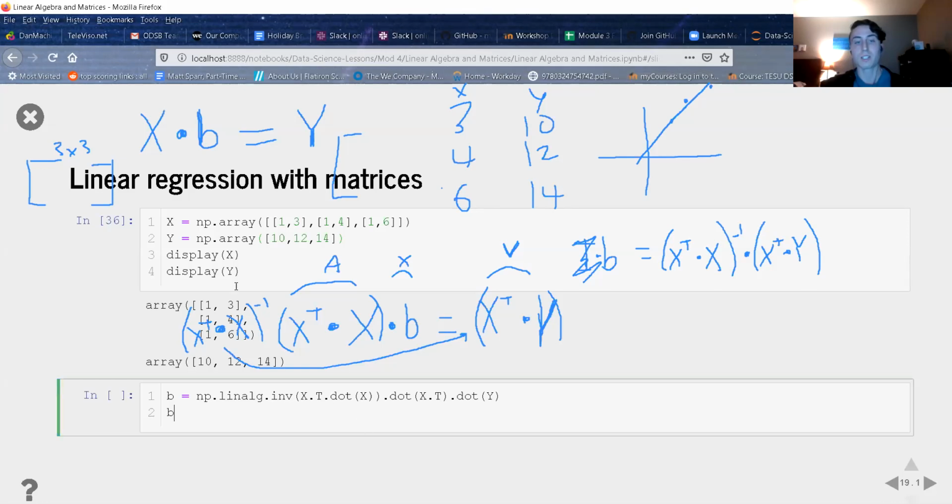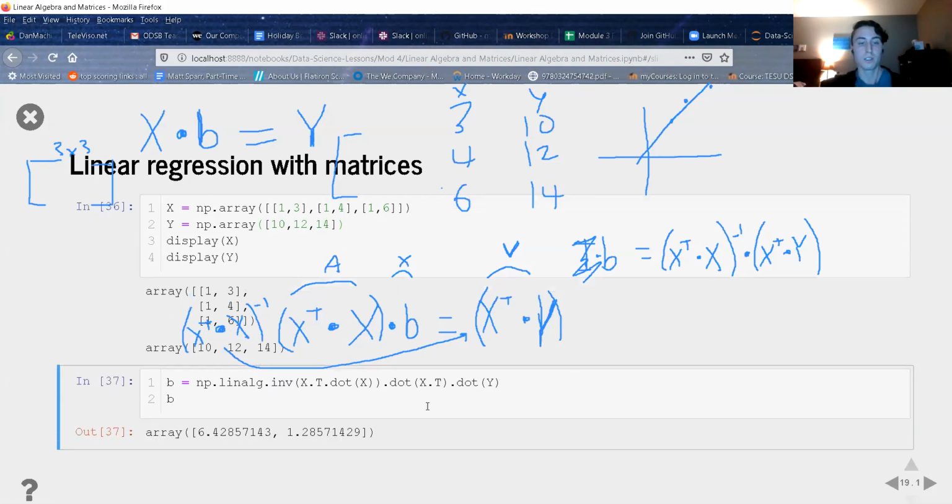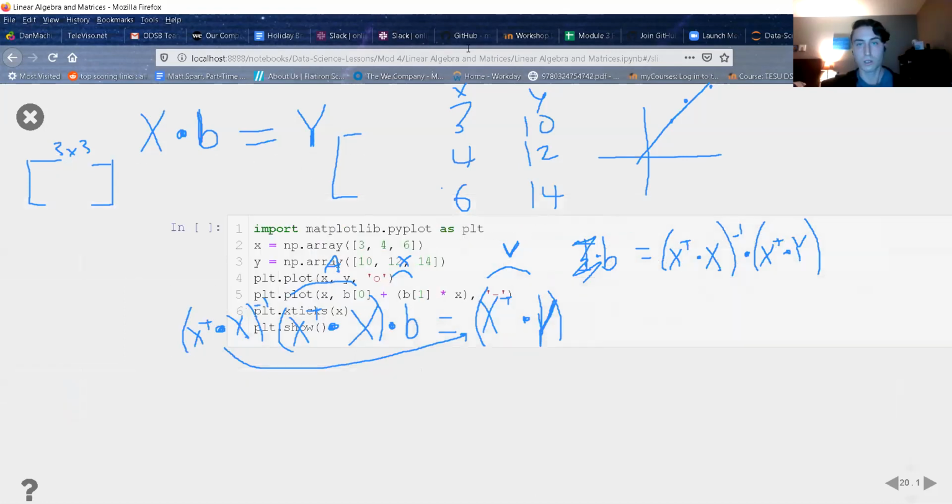But to set this up then in Python, we have this whole right side of the equation here. So xt.x is in here, and that's the inverse of it. And then we're dotting that with xt, and then also dotting it with y. So if we run that, we get our b here. Since we put our ones in the first position, the first term is our y-intercept, and then this is our coefficient for x. So let's go ahead and clear this off.